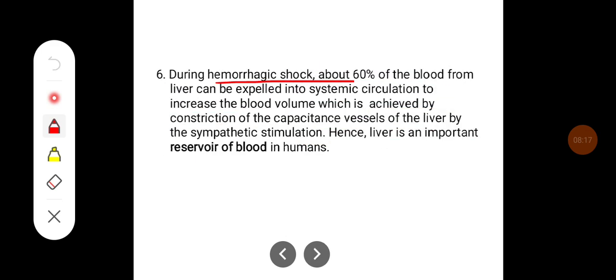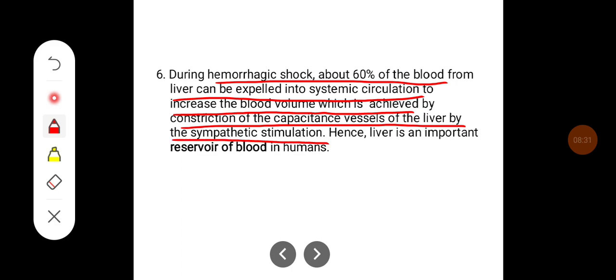During hemorrhagic shock, about 60% of the blood from the liver can be expelled into the systemic circulation to increase the blood volume, which is achieved by constriction of the capacitant vessels of the liver by sympathetic stimulation. Hence, the liver is an important reservoir of blood in humans.